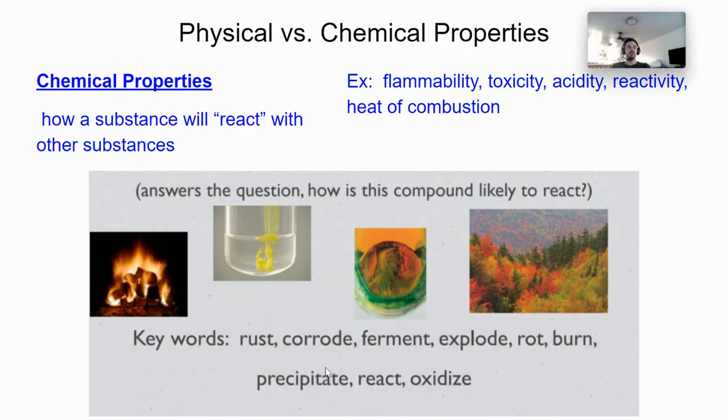There are some keywords here, and I'll put a list of keywords at the end of this, and I'll leave it up, and you can write down some of the keywords. I think the easiest way to tell if something is a physical or chemical change in terms of words is looking for keywords. Keywords like rust, corrode, ferment, explode, rot, burn, precipitate, react, oxidize. Those are all chemical changes. Explode actually could be both physical or chemical. You really have to think, is it changing into a new substance, or is it just breaking up into smaller pieces? But these other words always indicate chemical changes.